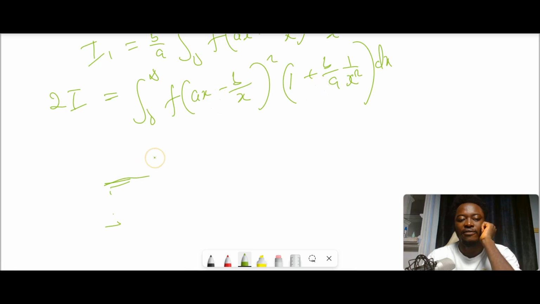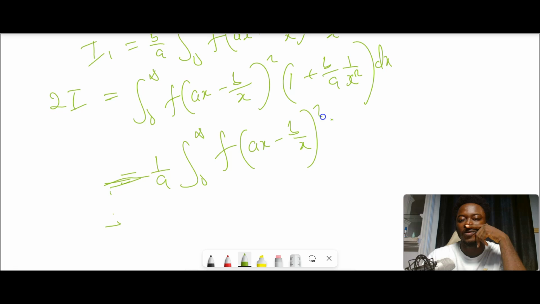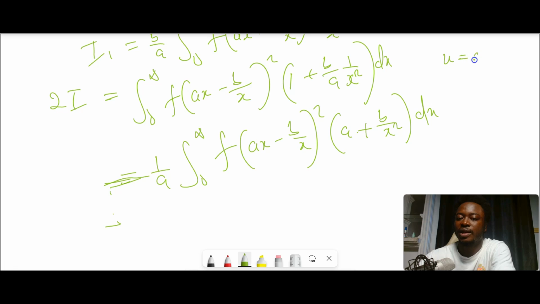Now from here, you could factor out the a, so you have 1 over a times the integral from 0 to infinity of f of (ax minus b over x) all squared, then you have (a plus b over x squared) dx. So now let's take u to be ax minus b over x, then du would be (a plus b over x squared) dx. So that one is set.